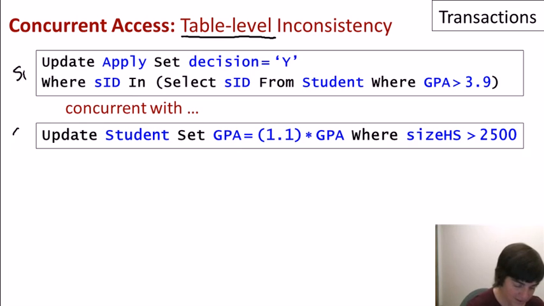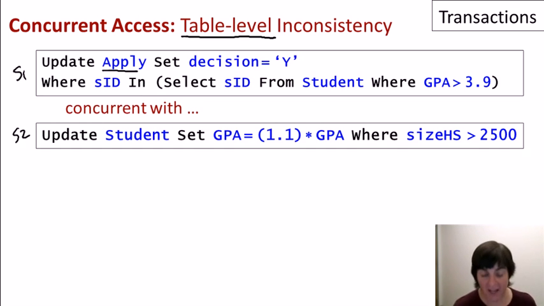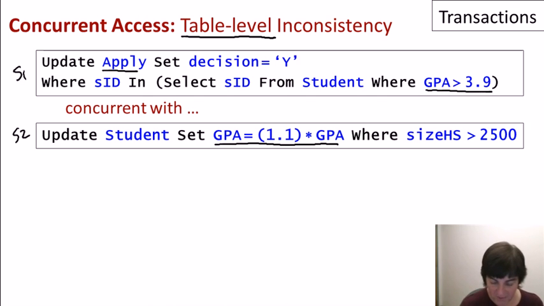Again, we have our two clients, and they're submitting statements to the database around the same time. One of them is modifying the apply table, and it's setting the decision for applications to yes for every student whose GPA is greater than 3.9. The other statement, occurring at about the same time, is modifying the student table. We've decided to increase the GPA of every student who comes from a large high school.